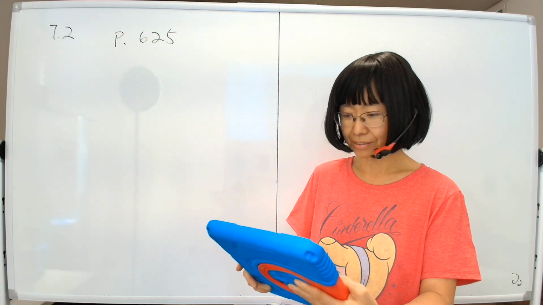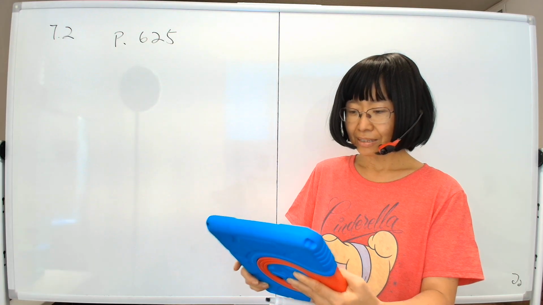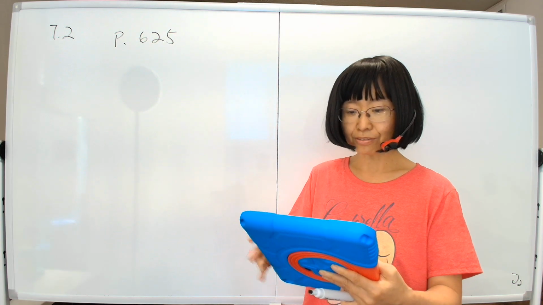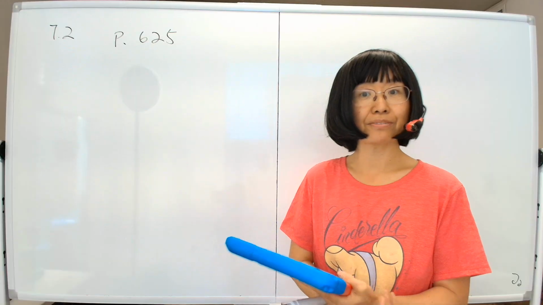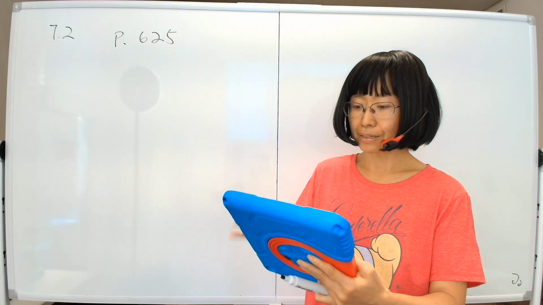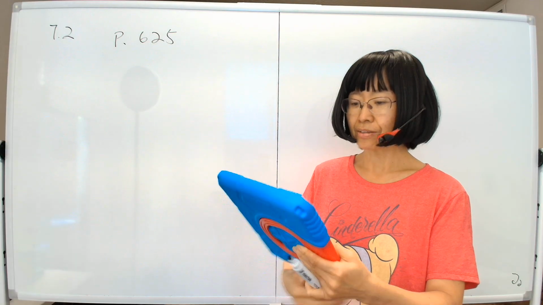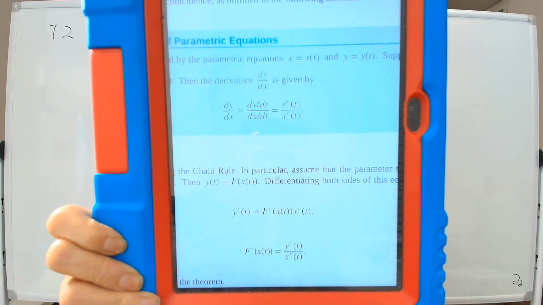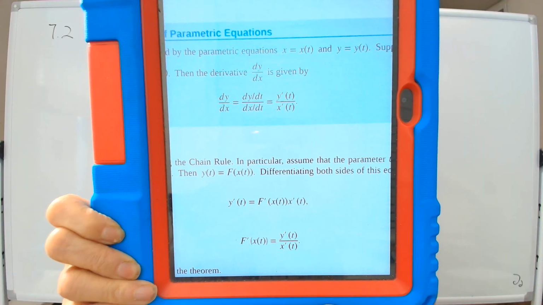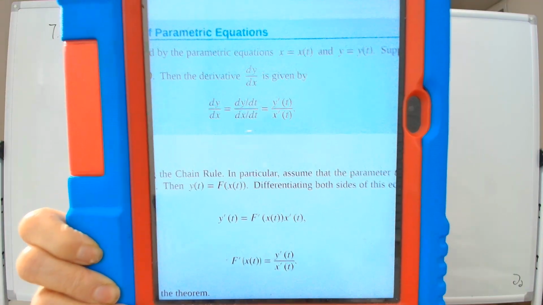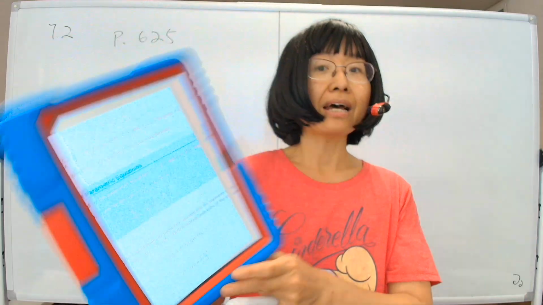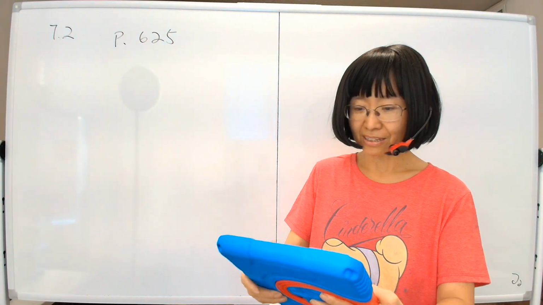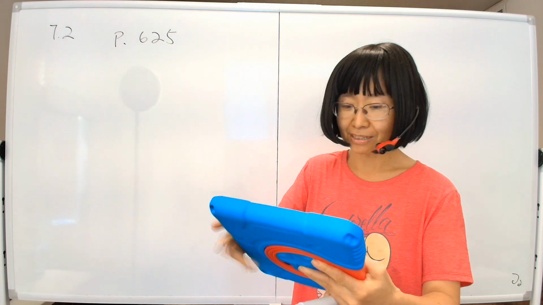We have a parametric equation, and we assume that various things exist, and of course we do have to assume that x prime of t is not 0. The reason is because of the way the definition works. Here's the definition: the derivative dy by dx is given by dy by dt over dx by dt, which is y prime of t over x prime of t. At this point you see why x prime of t can't be 0, because then you'd be dividing by 0, and that's not acceptable.